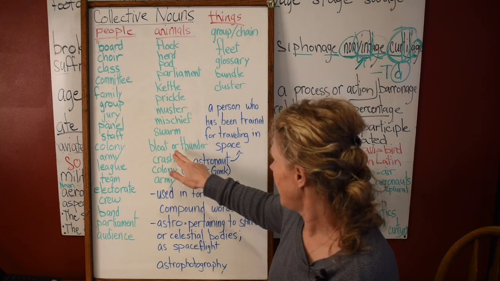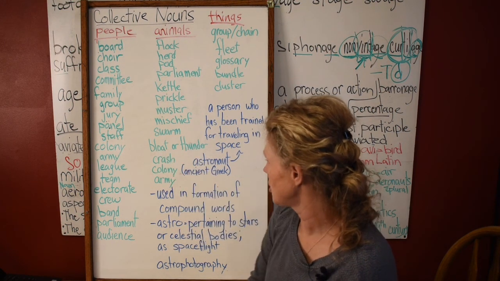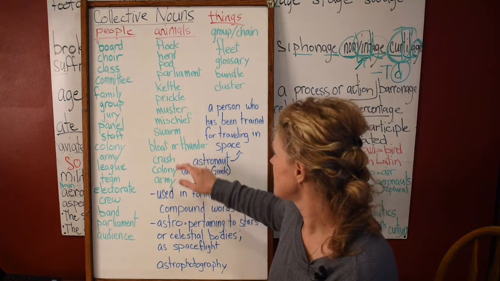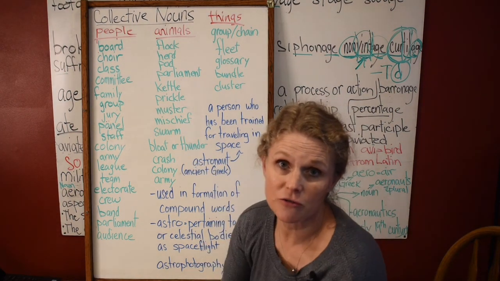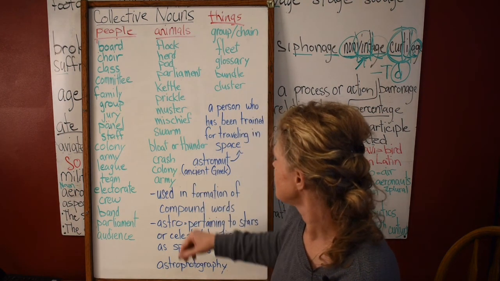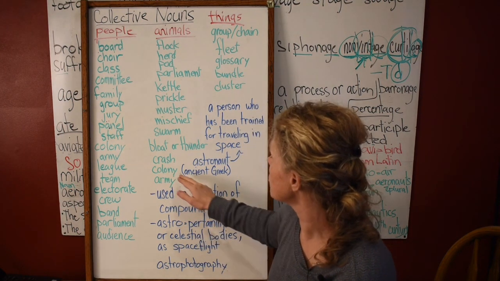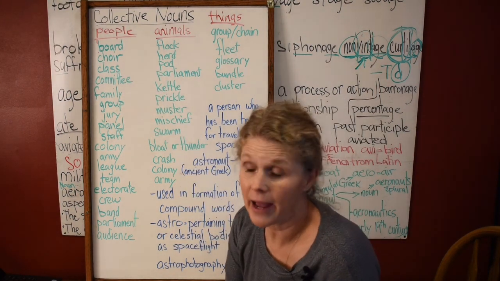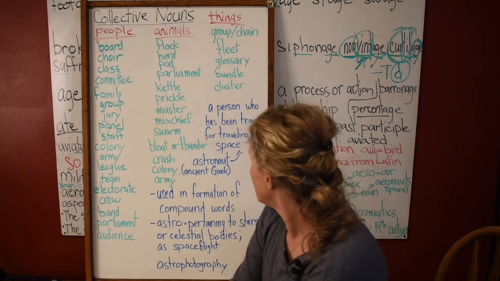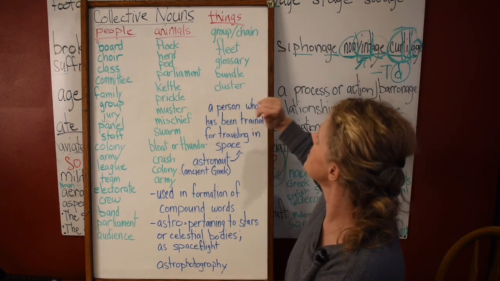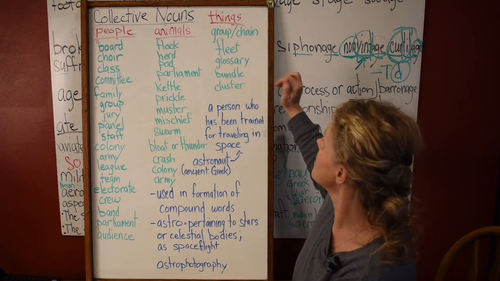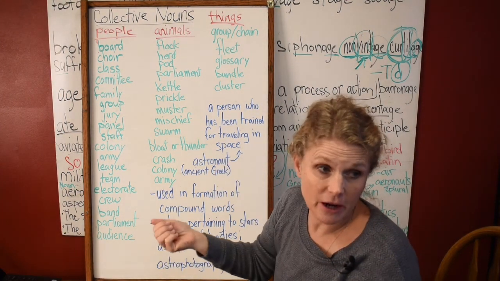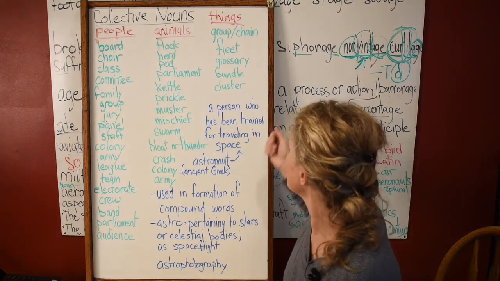This is a hippopotamus. Crash. Do you guys remember what a crash was? It's rhinoceros. A bunch of rhinoceri. Colony. So colony can be people, or a colony of ants. We have an army. Also, we have a group of things. We have group or chain, a fleet. So aircraft carriers, there's a fleet on the ocean, right?